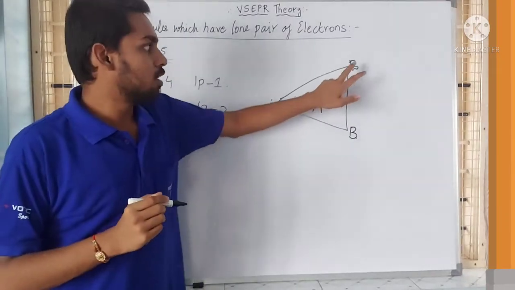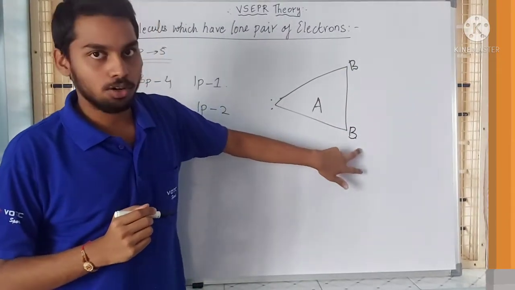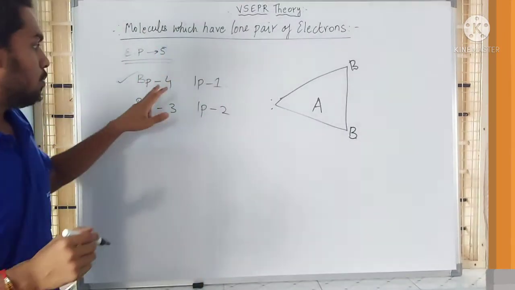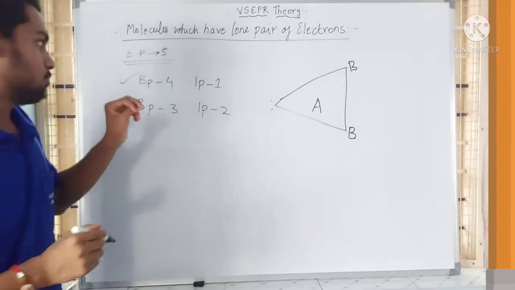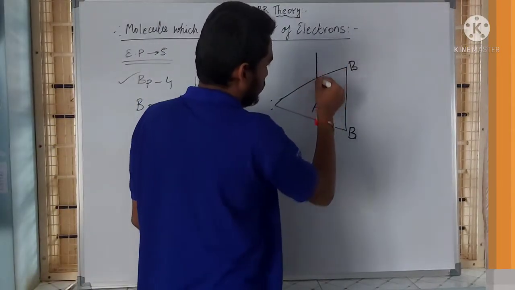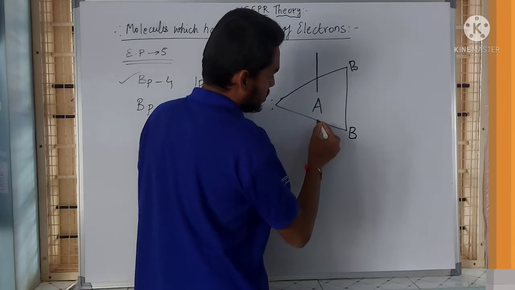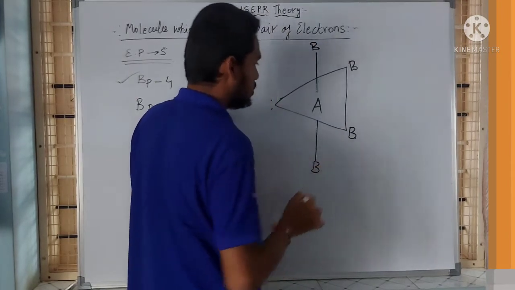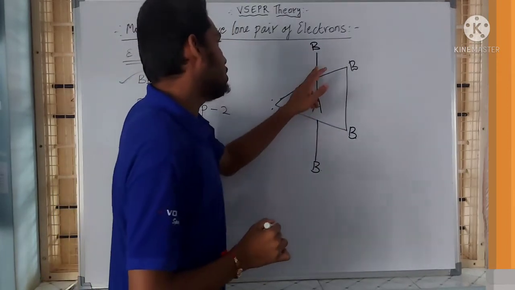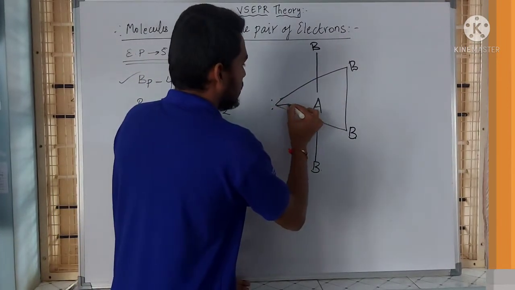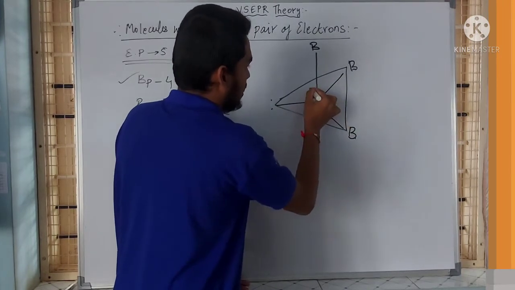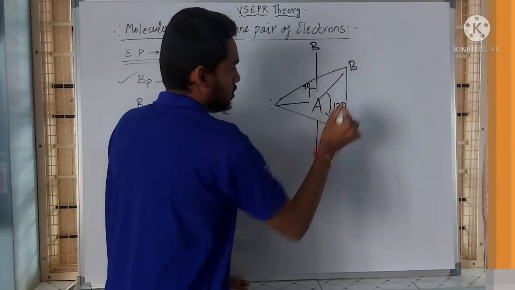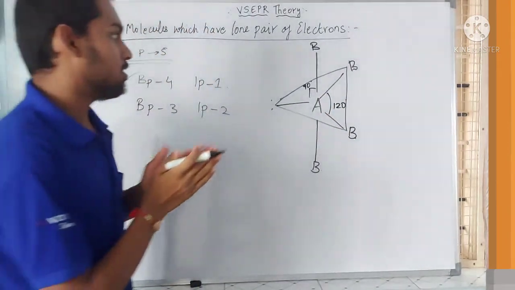Now I have already placed 2 bonding pairs at 2 corners of this equilateral triangle and 1 lone pair. So let me accommodate 2 more bonding pairs, that is 2 more atoms. Let me just draw one more axial line. So there will be another B atom. You can see that these are going to make an angle of 90 degrees with this plane, and these are going to make 120 degrees. So they are highly separated, hence there will be least repulsion.